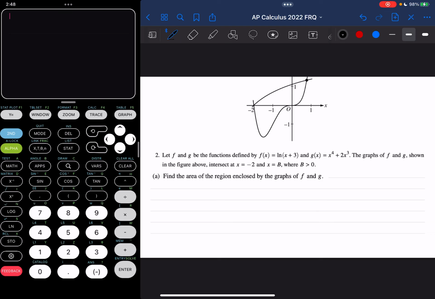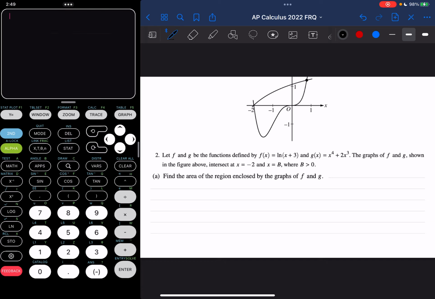And this is problem 2 from the AP Calculus 2022 free response portion. It says, let f and g be the functions defined by those two formulas, ln of x plus 3 and x to the fourth plus 2x cubed. Well, since this is a calculator question, I'm just going to go ahead and type it in, because I may not need it in this section, but I will probably need it in problems to come. So helpful just to have it there at the ready.